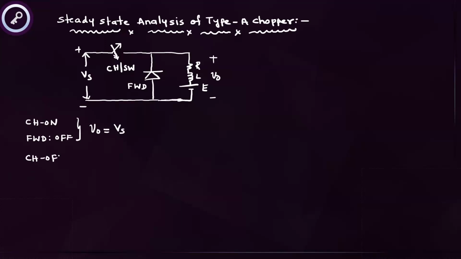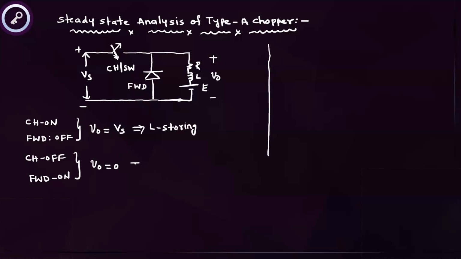Chopper is off. The freewheeling diode is on. If the freewheeling diode is on, the load is short circuited, so the output is zero. Let us assume that we are operating the circuit in continuous mode. When the chopper is on, L is storing the energy. When the chopper is off, L is releasing the energy.